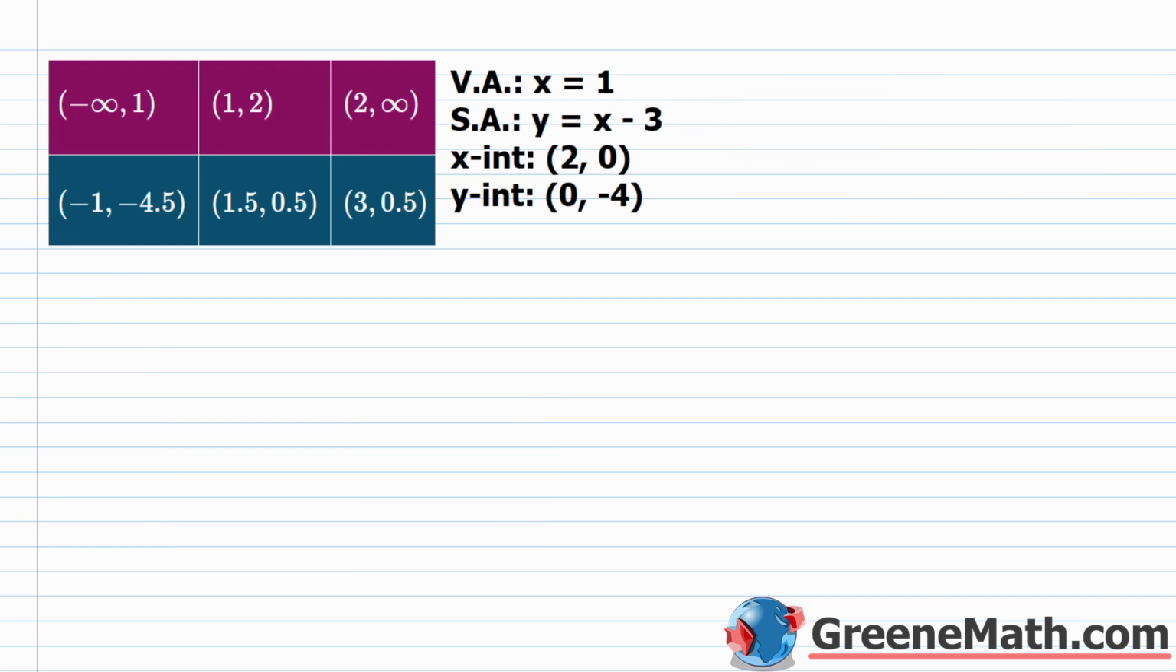So let me write everything out for you. We have a vertical asymptote, which is x equals 1. We have a slant asymptote, which is y equals x minus 3. We have an x-intercept, which is 2, 0. We're going to touch and turn around there. And then we have a y-intercept, which is 0, negative 4.